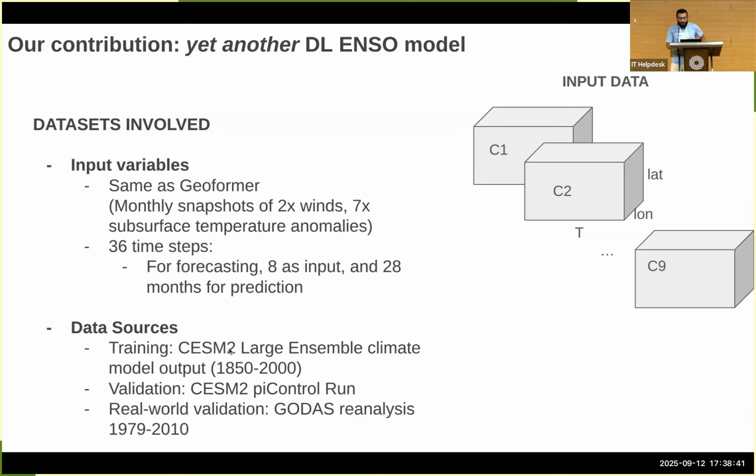And we don't take all of the CMIP6, but we consider one particular model of the CMIP6, the CESM2, and especially this variant called the large ensemble run of the CESM2. And then we take the pi control for that in special, which basically does not have anthropogenic climate forcing in that. And for the real world validation, we use something called the GODAS surface ocean reanalysis.